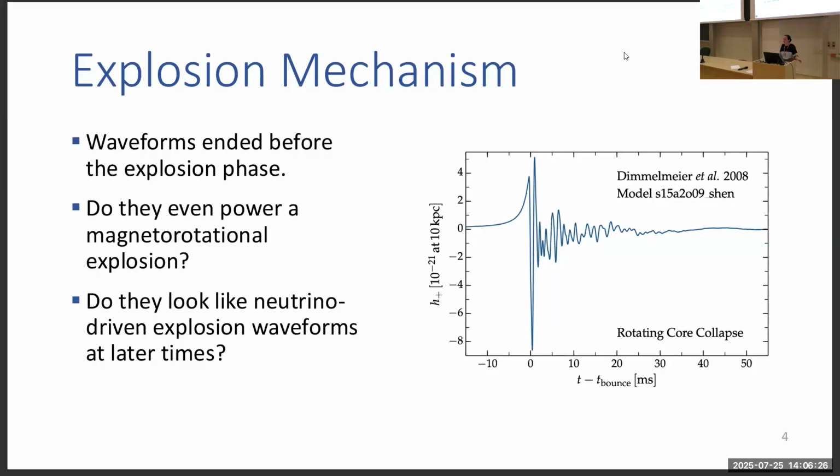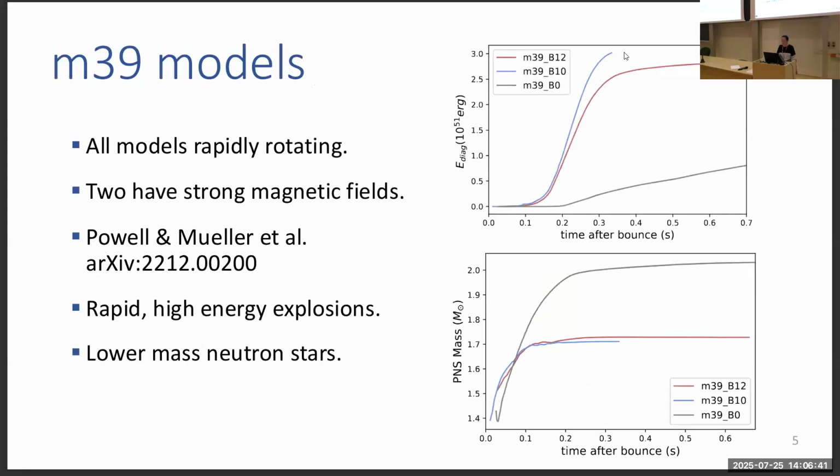So my next goal was, I need some waveforms with magnetic fields and rotation, because even though we've shown how this method could work, you could never use it for a real gravitational wave detection because the waveforms were not good enough to make an astrophysical statement. So then I did some simulations with Bernard of a 39 solar mass star, and one of them, this one that, it's my pointer, that we call B0, has rapid rotation and no magnetic fields. And these two have two different magnetic field strengths.